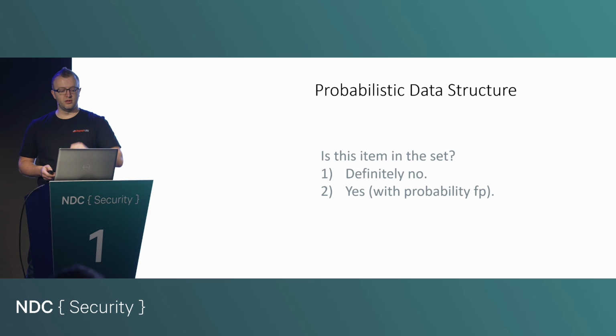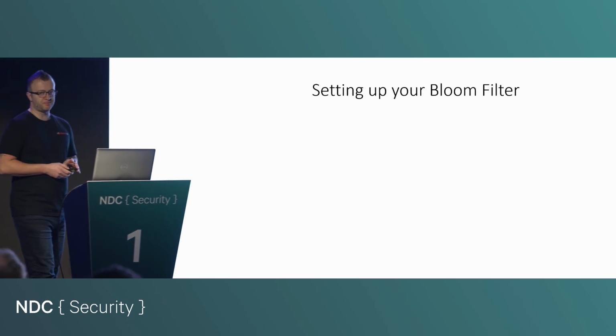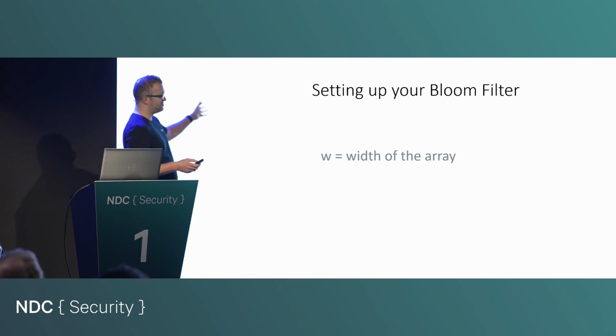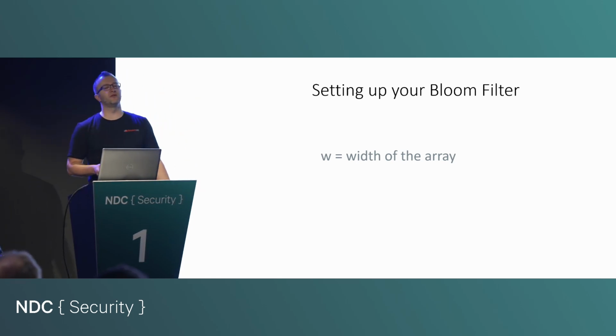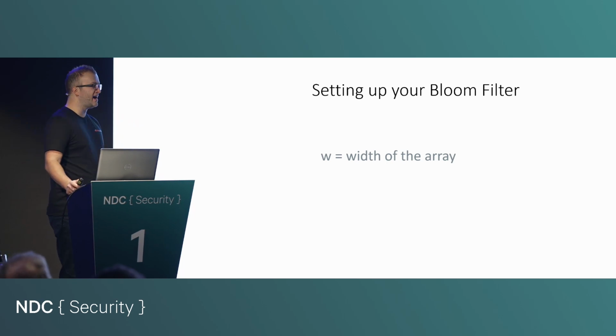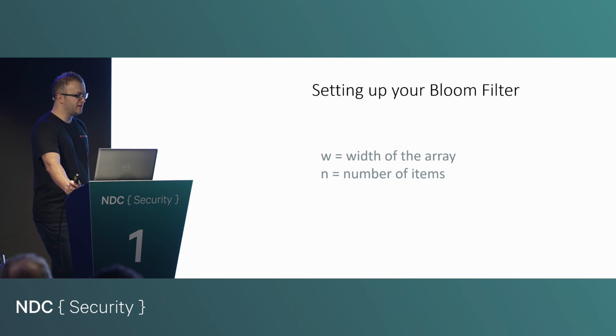Now you control the probability of false positive when you set up the filter. There's just a few parameters that you have some input on. As I said, the width of the array. I went for width 10 for demonstration purposes to keep it simple. The width of your array is going to be much, much larger than this. You also need to have some rough estimate of the number of items that you plan to insert into the filter. This can be a very rough estimate, but it needs to be, at least, in the ballpark. You need to know how many items are we going to insert.